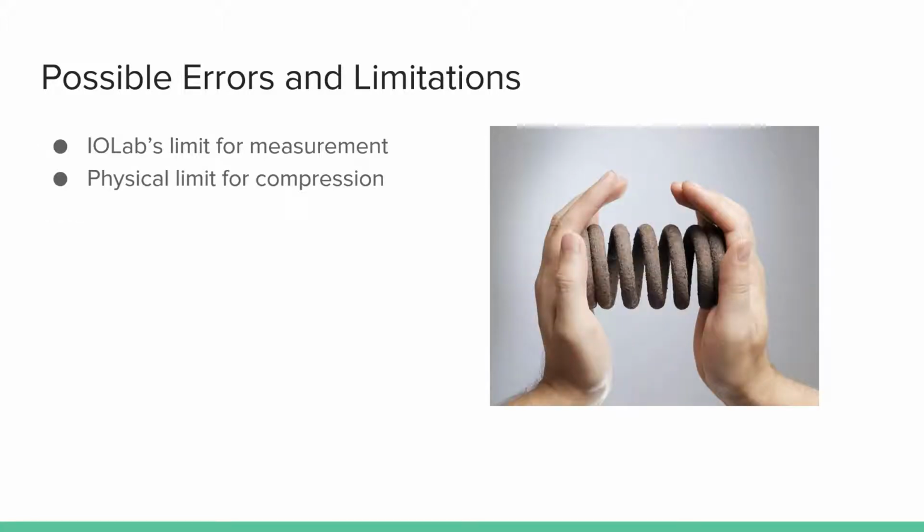There were some possible errors and limitations with this lab. One of the limitations was the IO Lab's limit for measurement for force, which was 21 newtons, so we had to adjust our distances to fit within that range. The other limitation was our physical limit for compression, so how much we could compress the springs without hurting ourselves.